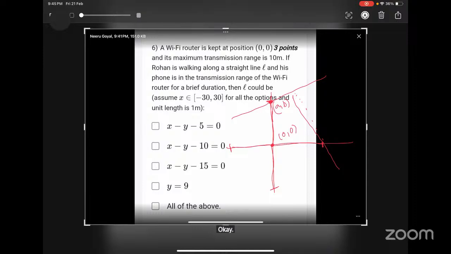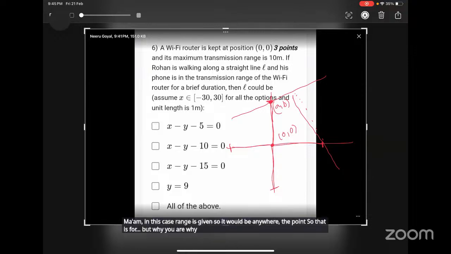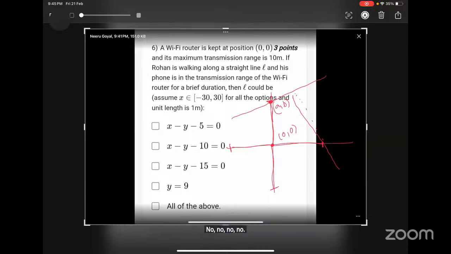From here, we can find the equation between A comma B, right? Ma'am, in this case range is given, so the point would be anywhere, no? Yeah, it can be anywhere. But why are you taking only the x-axis and y-axis? No, no, see, I took this as 10, 10, 10. So this is the range actually.